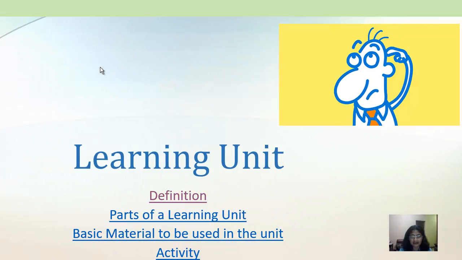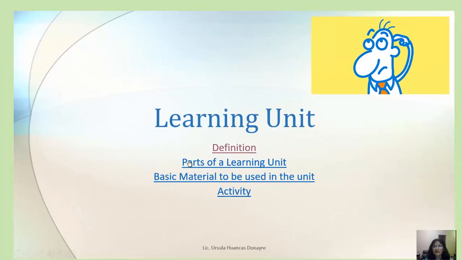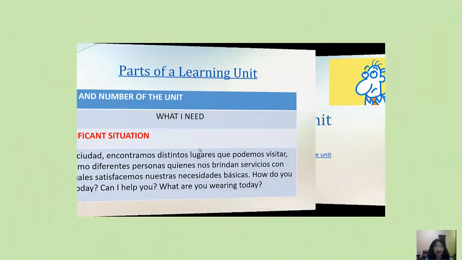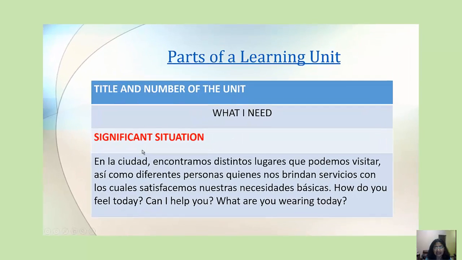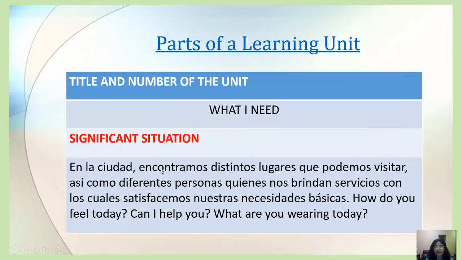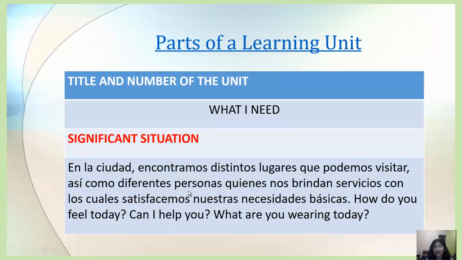All right, so we have seen the definition. Now we're going to see which are the parts of a learning unit. Okay, so the first part that we need to recognize is the title and number of the unit. For example, this could be unit 3. And here, in the significant situation, we are going to describe exactly what our students are going to work on. And obviously, we are going to consider some questions, okay, as you can read here. All right.